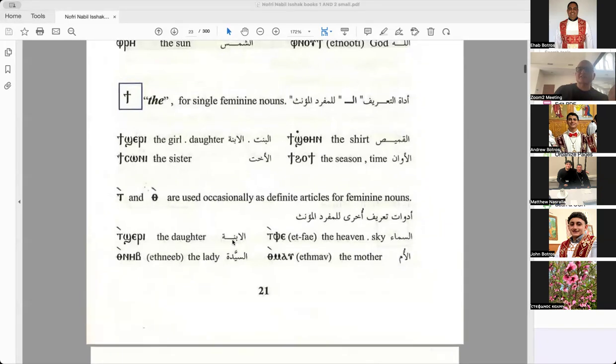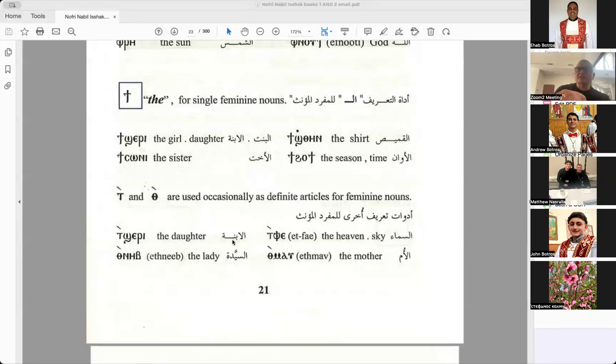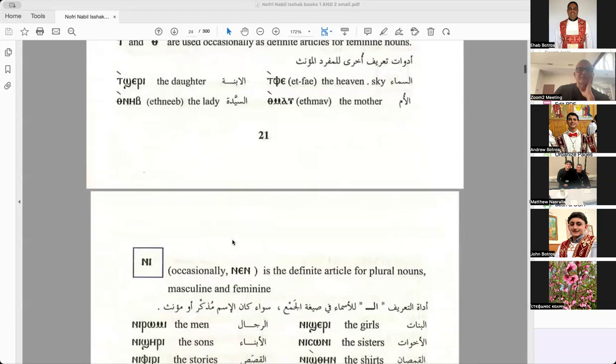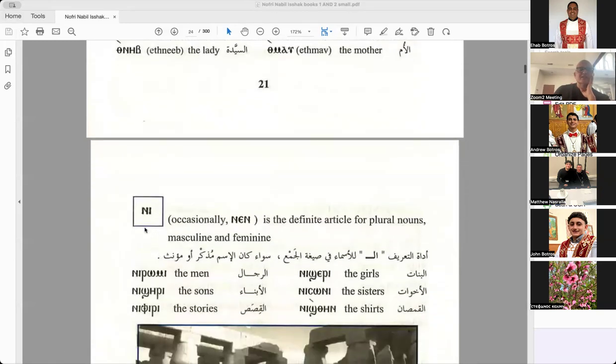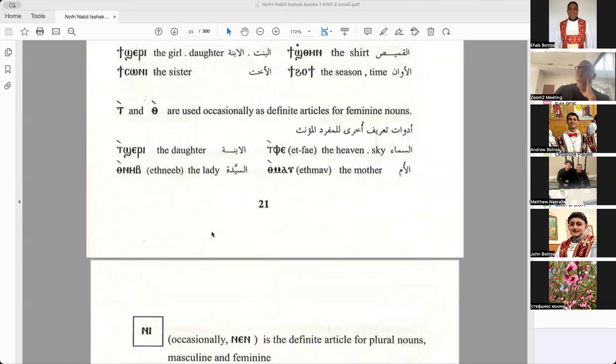We will cover that next, page 22 is the plural. The plural is the same for both. It's ni. You see it here? Ni. So it doesn't matter. If you know French, you have le, you have la, and then you have les, L-E-S, plural. It doesn't matter if it's masculine or feminine, it's the same. So in Coptic it's the same. Once it's plural, it's plural. Happy days. You don't need to know masculine or feminine. Sounds good?